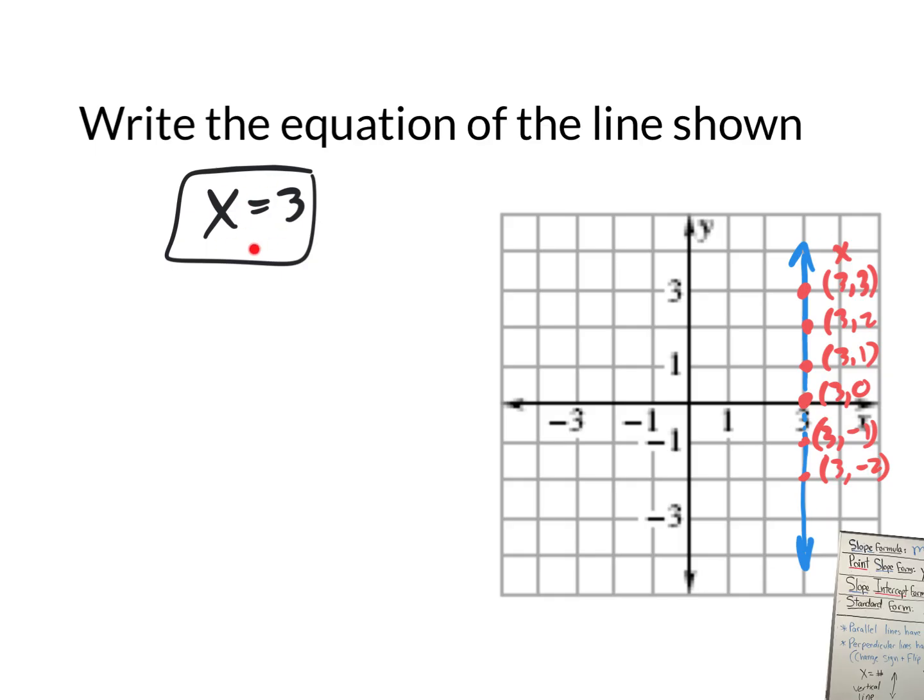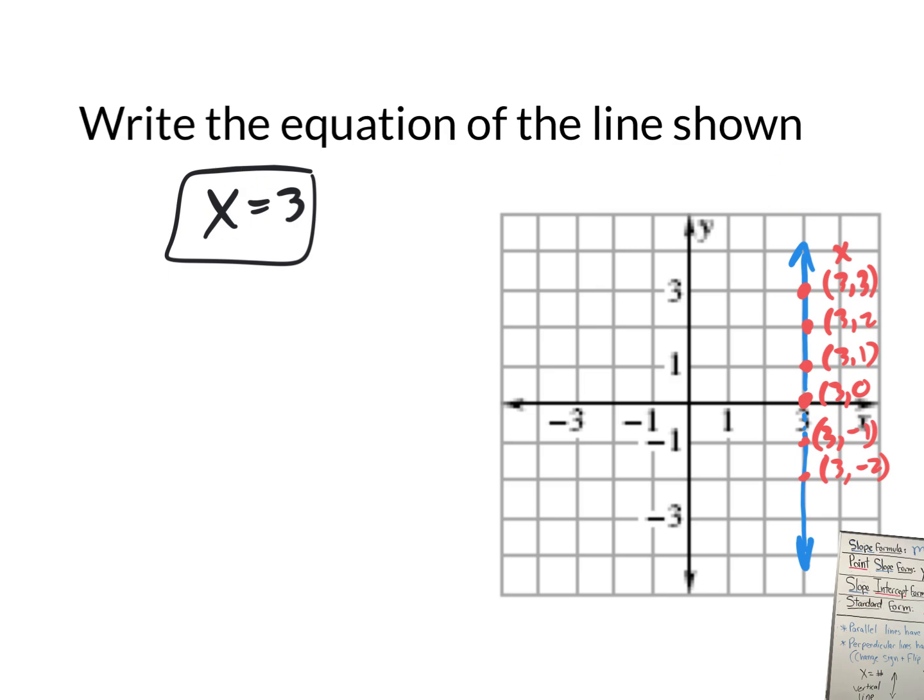It doesn't have a y because y could be whatever you want. It could be 350 way up here. It could be 3, -10 way down here, right? It could be 3 anything. It could be 3 and then 4.5. It could be right there, and it's still going to be on the line. So the only thing that matters here about this vertical line is that your x values are 3. That's why the equation of this vertical line is x equals 3.